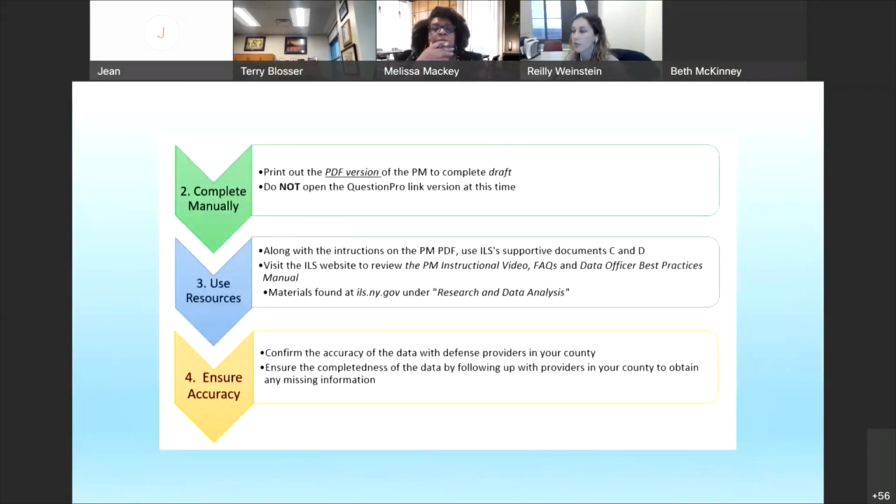Using your printed out PDF version, you're going to complete a draft of the performance measures. We ask that at this time you do not open the Question Pro link, that you save that for later. Along with the instructions on the performance measures document itself, you can use ILS's supportive documents that I just showed you, the checklist and the quick check. Also, a reminder that you can always visit our website for all of these resources.